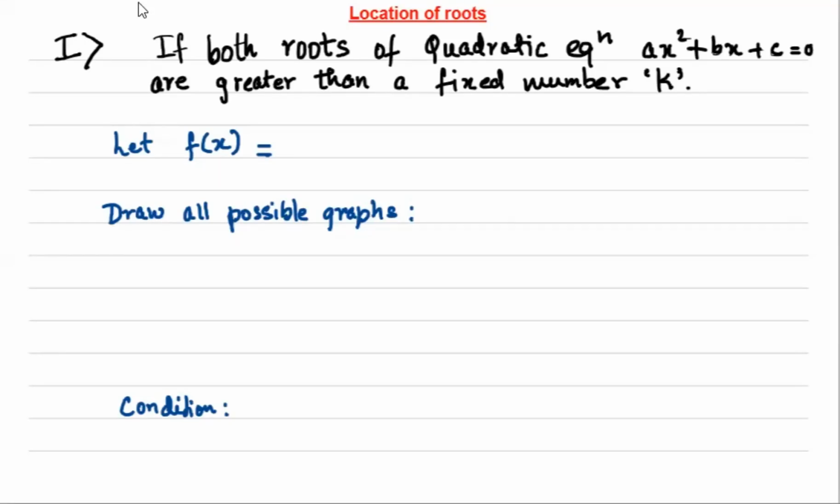In this video, I'll be talking about location of roots, which is a topic from quadratic equation, and it has a very good weightage in JEE Mains as well. And frequently the questions have been asked from this topic. So let us understand what it is all about.